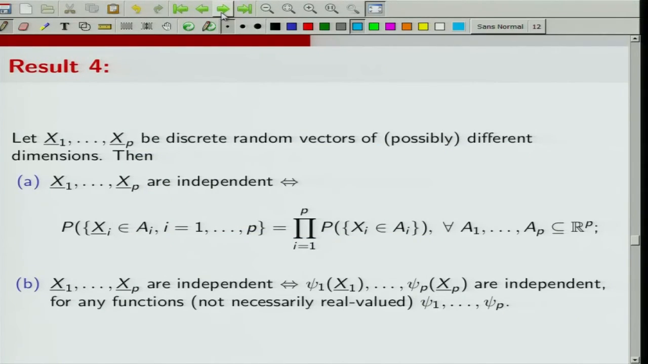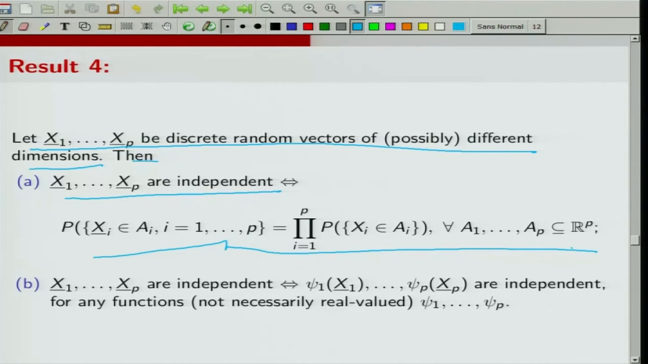This last result can be easily extended to the situation where you are dealing with random vectors rather than random variables. So, let us do this result. Let X1, X2, ..., Xp be discrete random vectors of possibly different dimensions. Then X1, X2, ..., Xp are independent if and only if the joint occurrence of X1, X2, ..., Xp in sets A1, A2, ..., Ap is the same as the product of the individual probabilities. These are if and only if conditions.